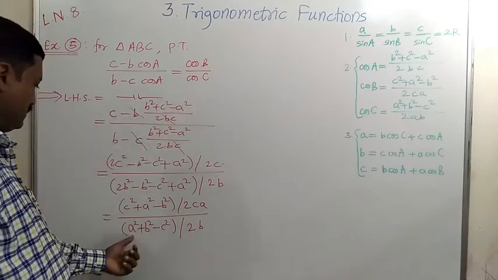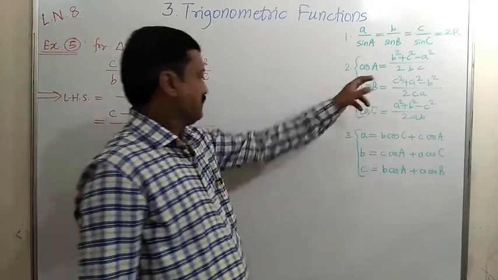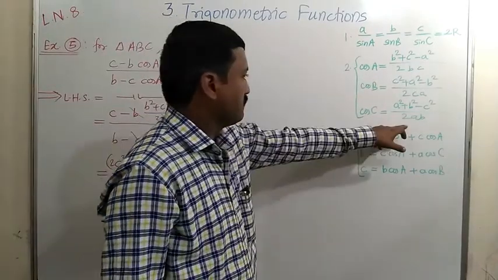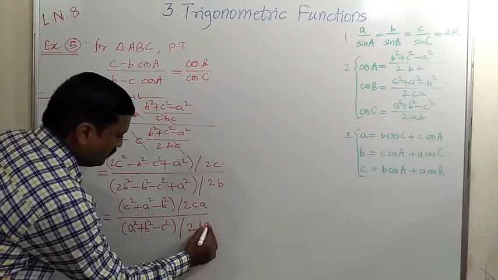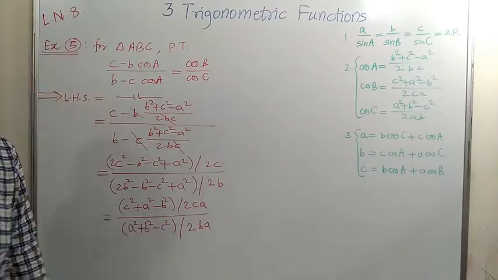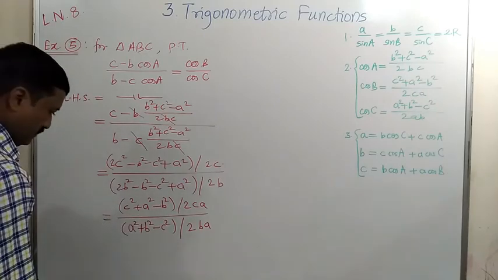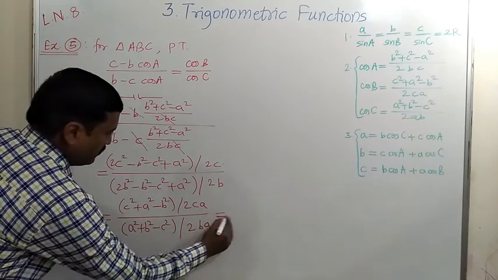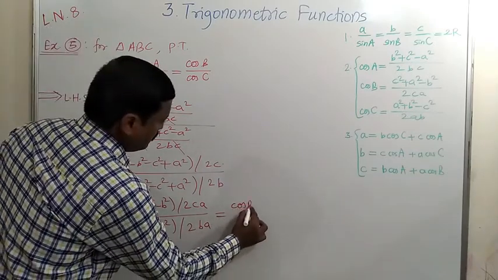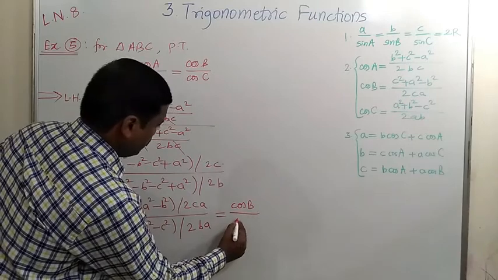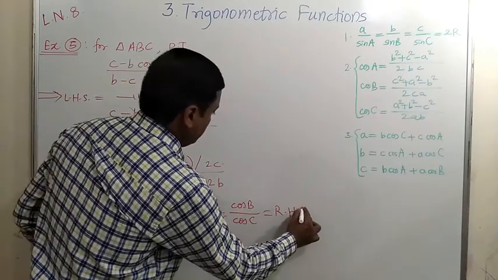This is cos c. Cos c is a square plus b square minus c square upon twice bc. Cos c is twice ab. So we need here a. So dividing numerator and denominator by a, we get those required results. So this is nothing but cos b, and this is nothing but cos C, and that is equal to RHS.